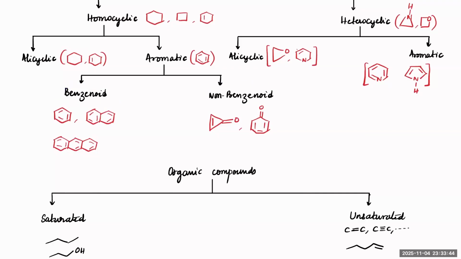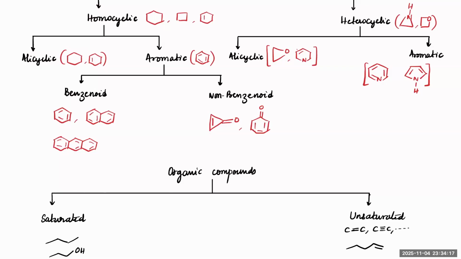Okay. Benzenoid form means all of them should be benzene-looking structures. So you can see this is benzene, this is naphthalene, this is anthracene. All of them have the benzene form. Non-benzenoid means although they are aromatic, they do not look like benzene. So this is a non-benzenoid form. Why they are non-benzenoid, I'll explain as we go ahead. But as of now, these are aromatic but non-benzenoid.